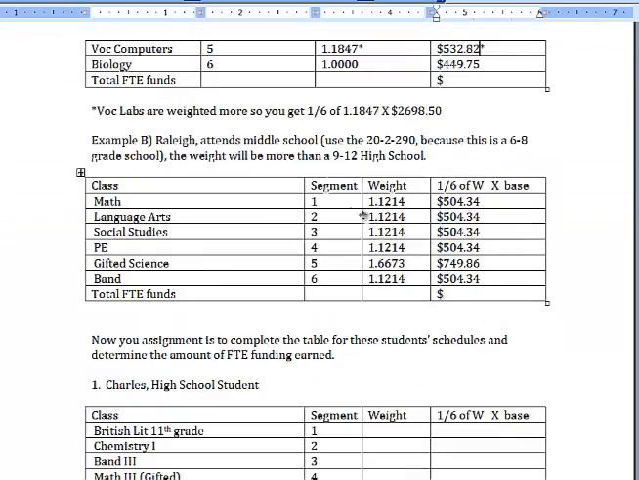Now here's another one that we're going to do, that is a girl named Raleigh. She attends middle school, and she's at a special middle school because this is a middle school that really follows the middle school concept, and because of that they get more money.